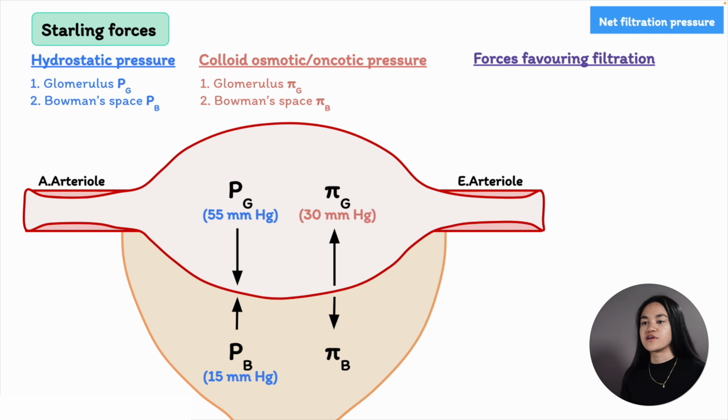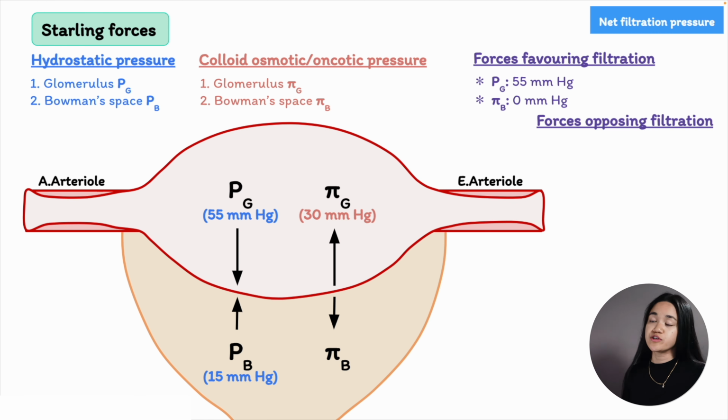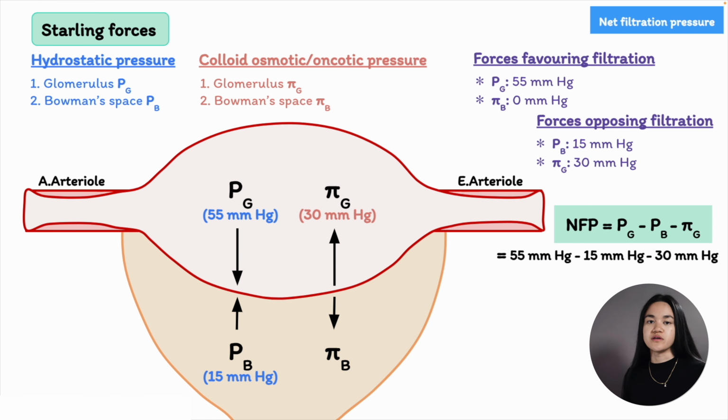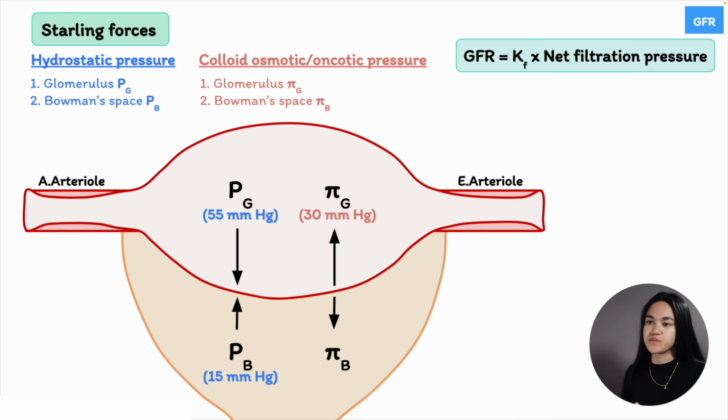The forces that are favoring or encouraging filtration are the glomerular hydrostatic pressure and Bowman's capsule colloid osmotic pressure. And the forces that are against filtration are the glomerular capillary colloid osmotic pressure and Bowman's capsule hydrostatic pressure. And if we calculate this, the net filtration pressure is 10 millimeters of mercury, which is the net difference that encourages filtration. Okay? Now, the actual rate of filtration, or glomerular filtration, also depends on the filtration coefficient, the surface area and the permeability of the glomerulus.